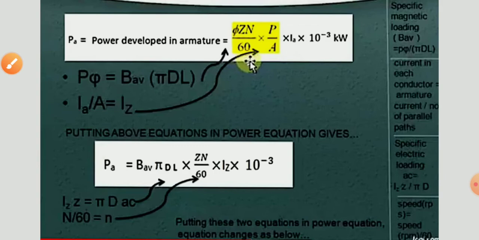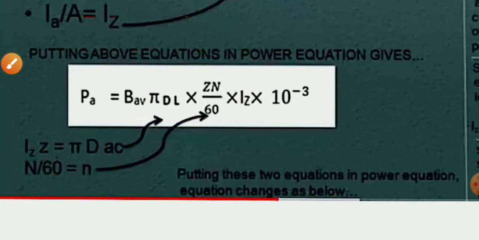Now when we put these values in the above equation, we get Pa equal to BAV pi DL into Zn upon 60 into Iz into 10 to the power minus 3. Here we can represent n upon 60 equal to small n, because small n is the speed in rps. So we represent it by small n, and Iz into Z we represent as pi D ac.